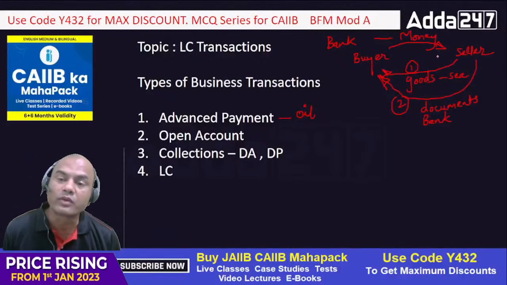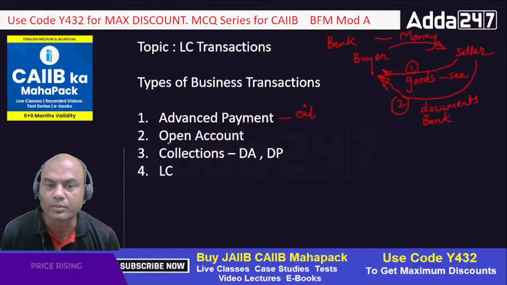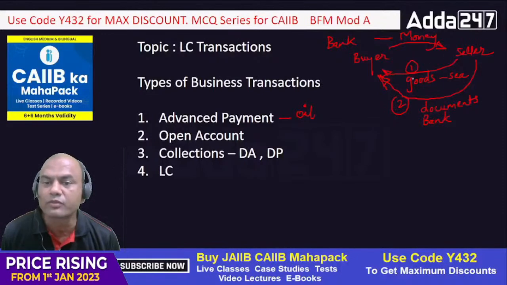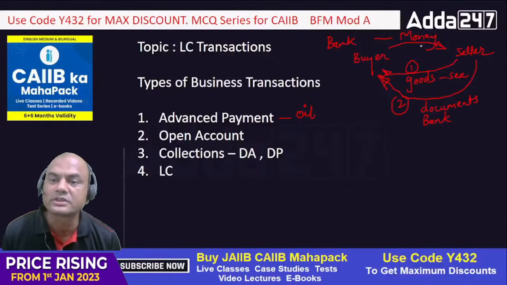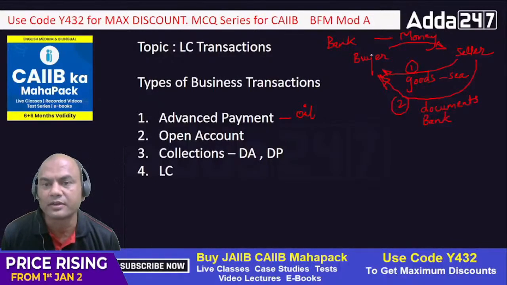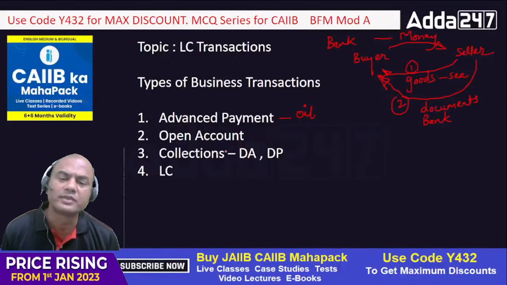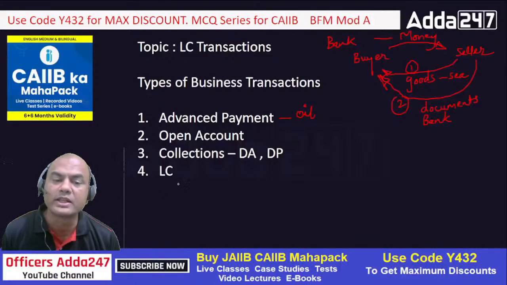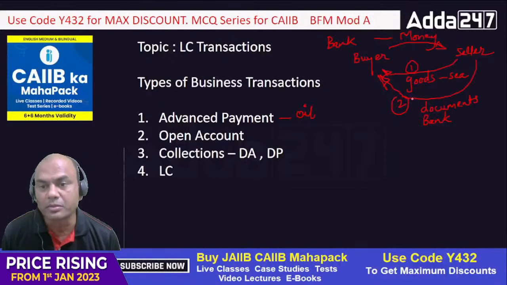Earlier in open account, step number 1 and 2 were done freely without any bank, and 3 was done with the bank, right? But here only step number 1, the goods sent by the seller directly, while step number 2 and 3 are controlled by the banks, so there is lesser risk involved. Then you will say, if this is a better way, why should I go for LC? But there is a problem over here.